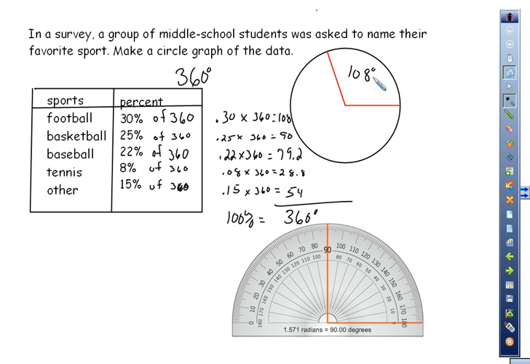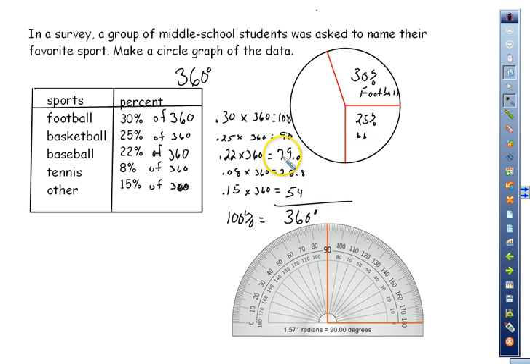Now, we're not going to literally write 108 degrees. What we need to actually write is 30%, and that it is football. So now I have 90 degrees. You can use your protractor for this. I already know what my 90 degrees is going to look like, so I'm going to literally build it off of it so it looks like this. That's 90 degrees, so that's going to be my 25%, and that's basketball.